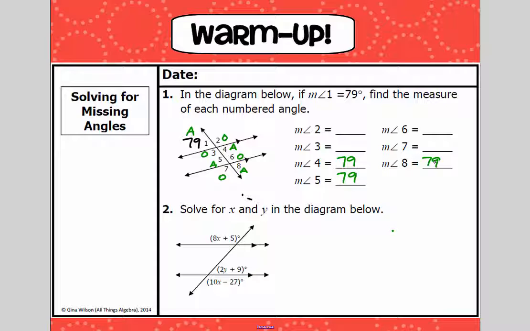79. Angles 1 and 2 form a linear pair, so their sum is going to be 180. So angle 2 would be 101, angle 3 101, etc. So angle 2 is 101, angle 3 is 101, angle 6 is 101, and angle 7 is 101.